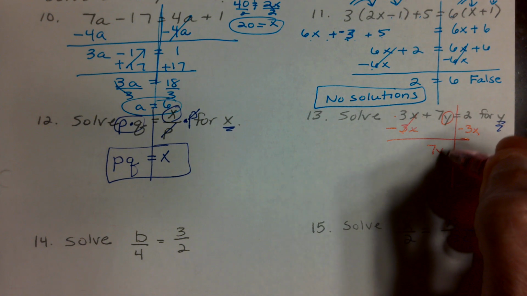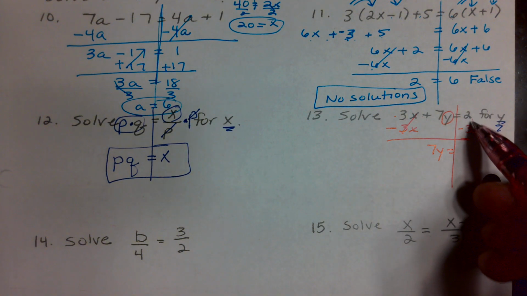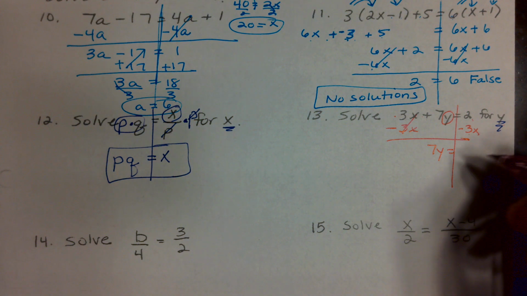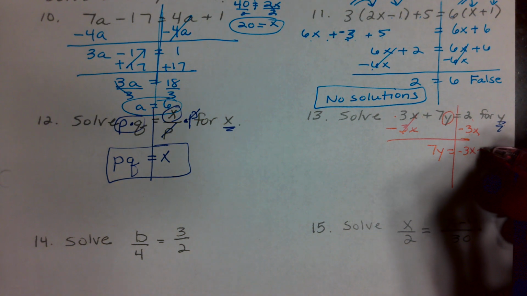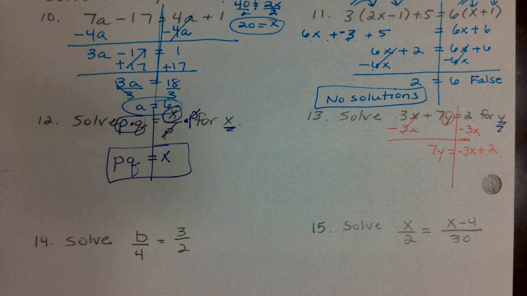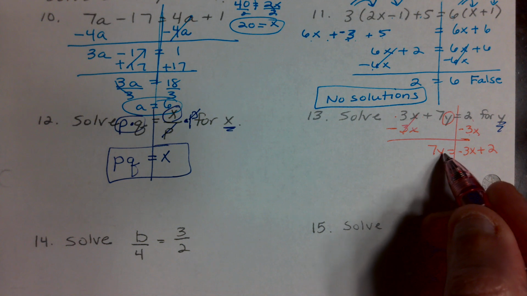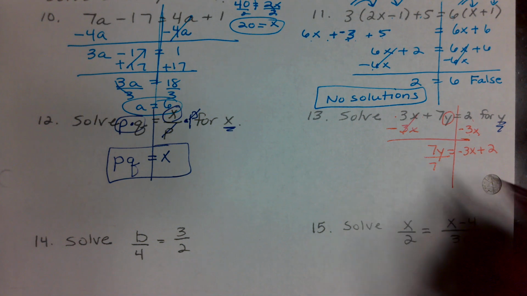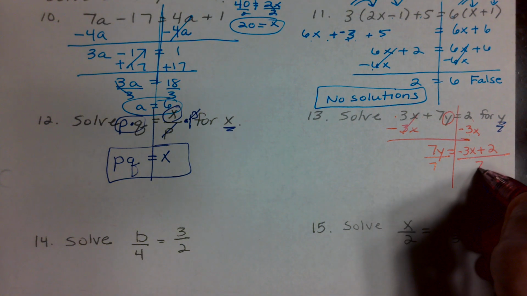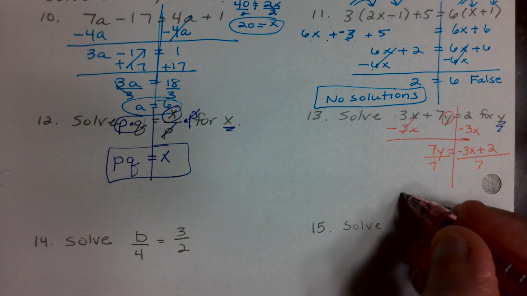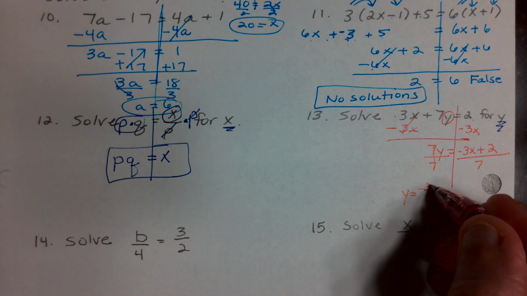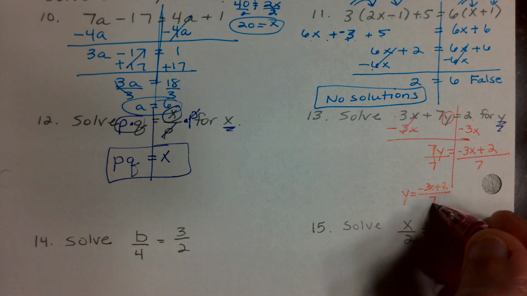So I have a 7y equals, and now these I cannot put together. Those are not like terms. So I'm going to put the x term first, plus 2. You don't have to. You could put 2 minus 3x and it would be correct. And then the last step is I need to do the opposite of multiplying by 7, which is dividing by 7. And you can just do that in one fell swoop. So my answer is negative 3x plus 2 all over 7.